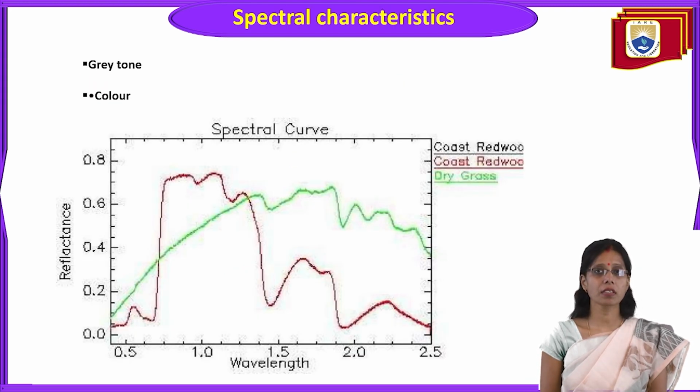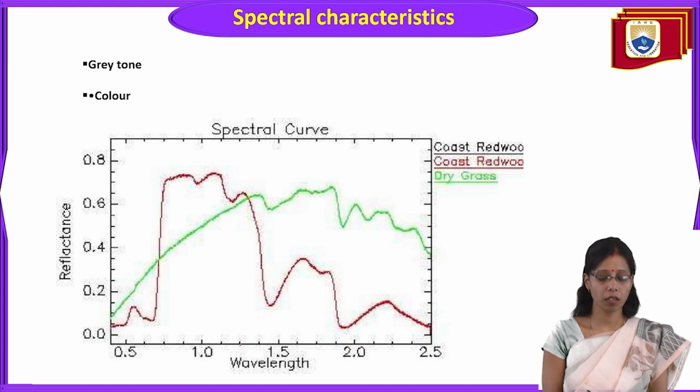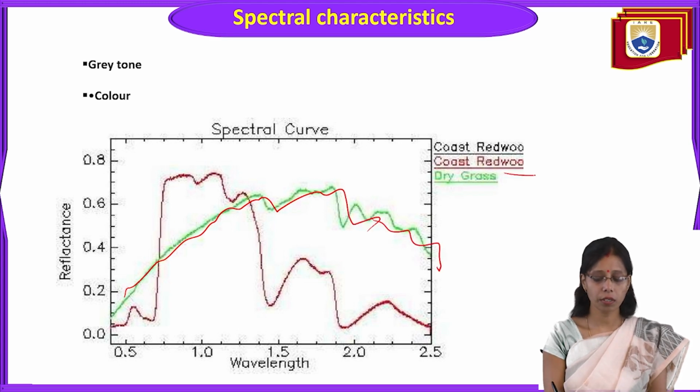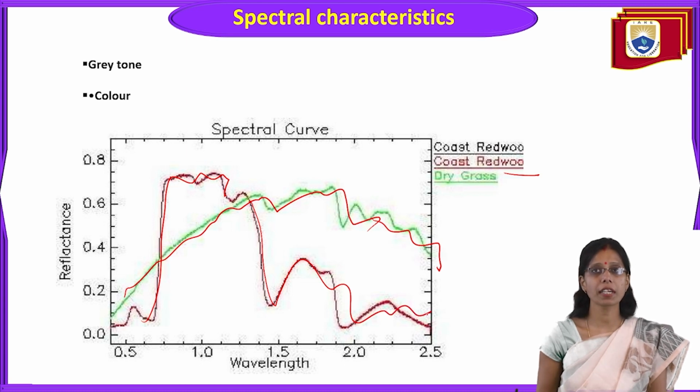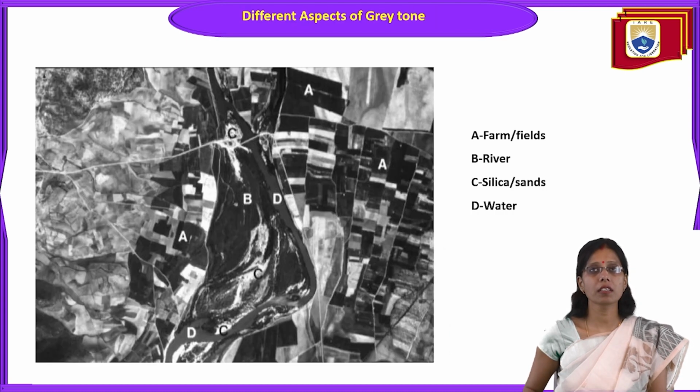So what are spectral characteristics? The spectral curve, reflectance curve, we have discussed in the previous lectures also. So how a feature will reflect in which kind of region. Here we have features like coarse redworm and dry grass. So dry grass has reflection of, this is a green color. It is not having more reflection in the IR region, it is going down. Okay, coarse redworm is reflecting high here in the infrared region. So based on the type of the feature, the reflectance curve will be showing us the spectral characteristics.